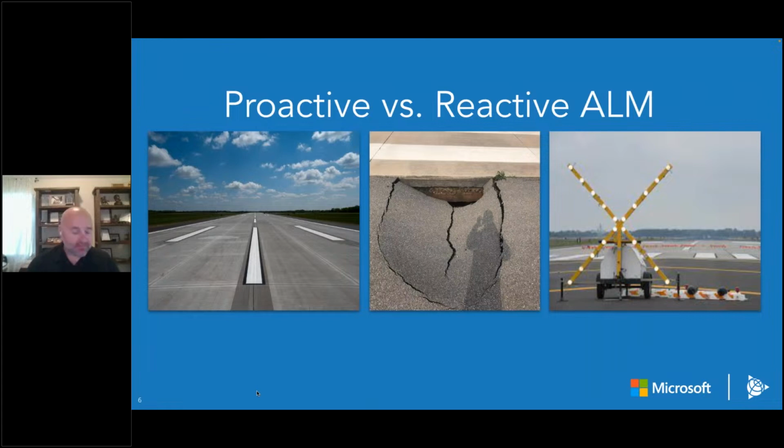Another reason is proactive versus reactive asset lifecycle management. On the left, you see a runway centerline, looks nice and clean, no problems. In the middle is a spall or a pothole that was at one of the airfields that I managed during my time in the military.